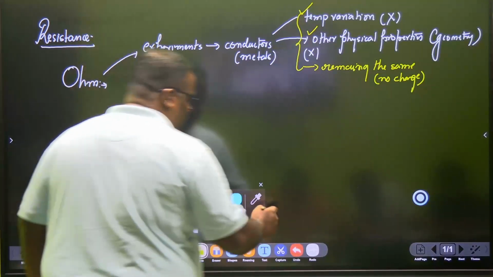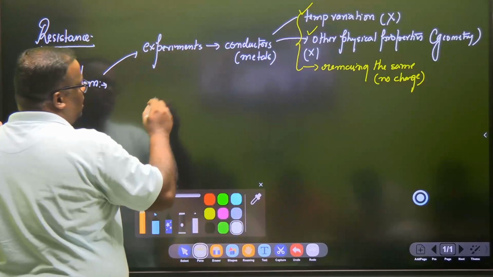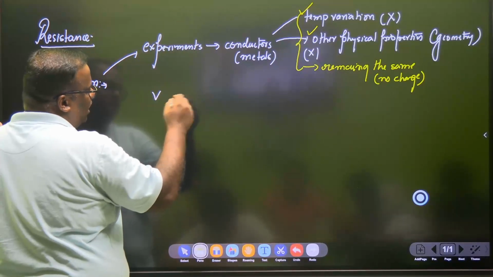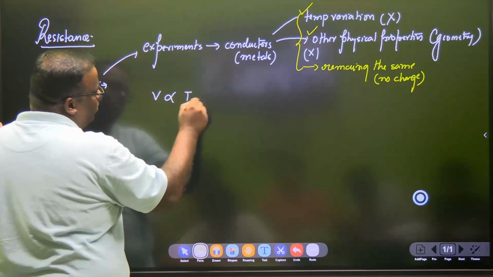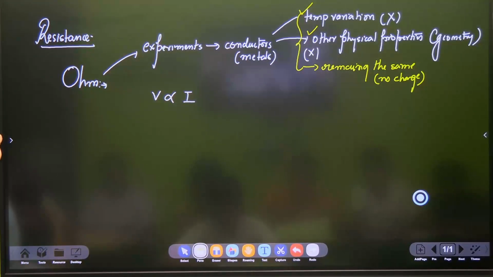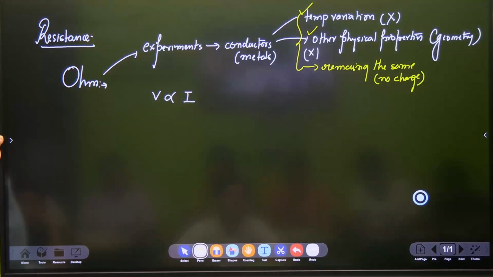Our gentleman found out that the current flowing through a conductor was found to be directly proportional to the potential difference maintained across the conductor. Now, all these things you will find very mugging-up oriented. So let us first try to see it in a pictorial manner, then we'll try to define.